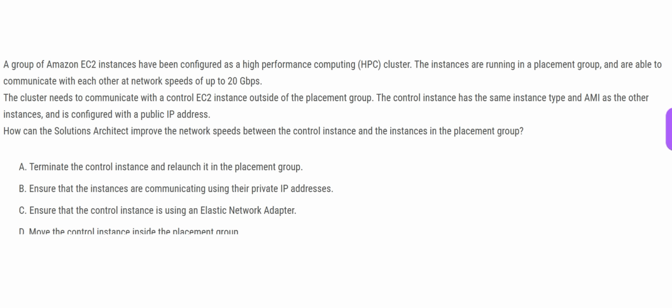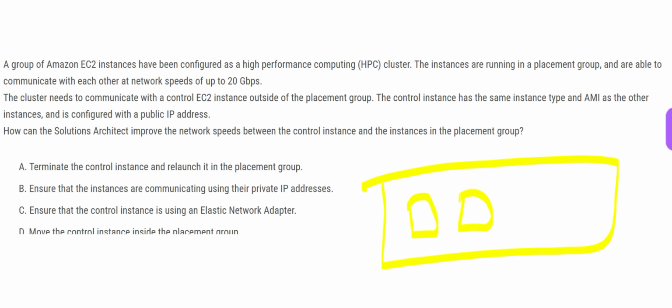So in this question, you have one placement group, and then you've got your EC2 instances in here, where you have a number of EC2 instances, and then there is one EC2 instance outside, and you need to communicate with this guy outside, and this guy has a public IP address. So this guy is public. It's like Instagram. You have an open profile for public.